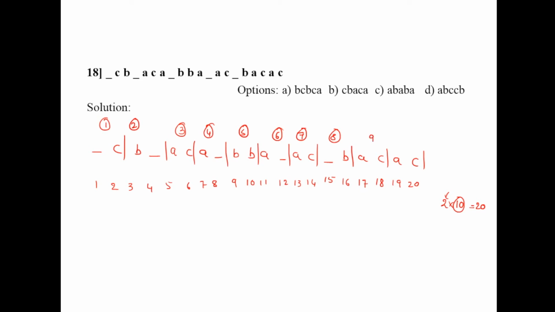8th group, 9th group and 10th group. Okay, so the completed letters: third one, it is AC. Next, 5th one, it is BB. Next, 6th, 7th one, it is AC. Next, 9th one, it is AC. 10th one is also AC.